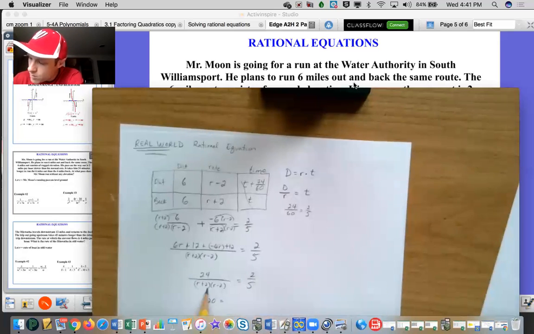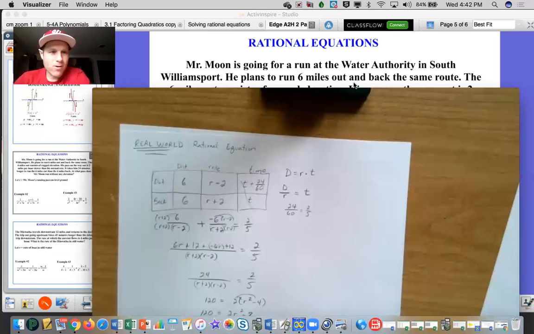And here, if I were to multiply this out quickly, that's going to be 2 times r squared minus 4, right? If I were to multiply these together. They're conjugate binomials, so I don't have to do it all. And distribute, I'd have 2r squared minus 8 equals 120.